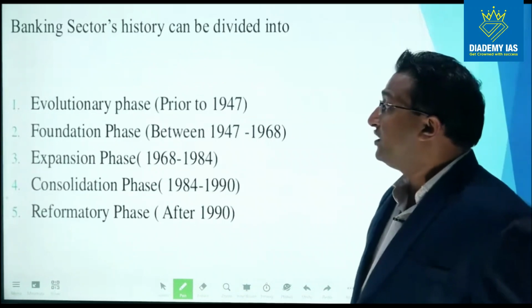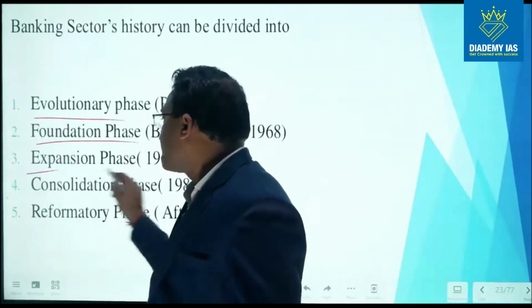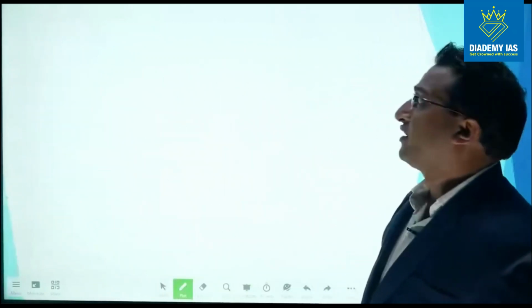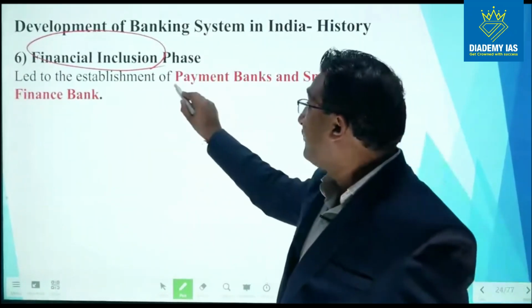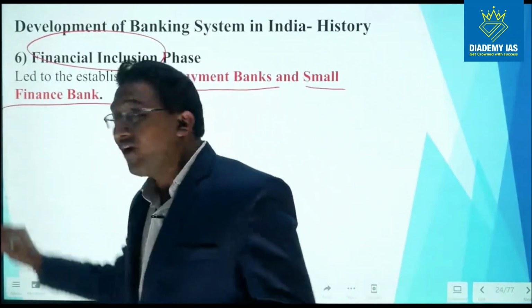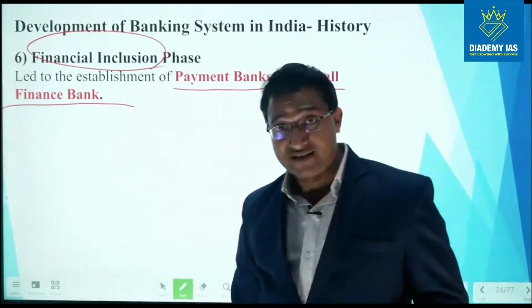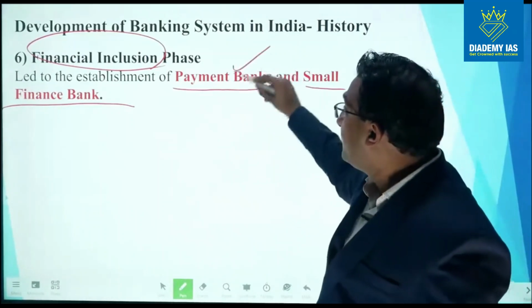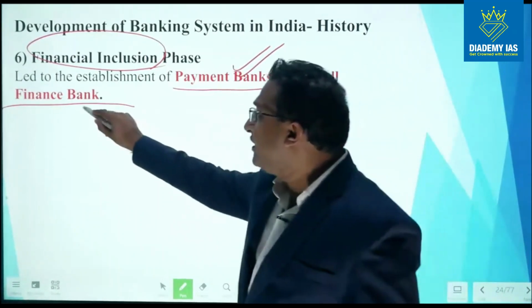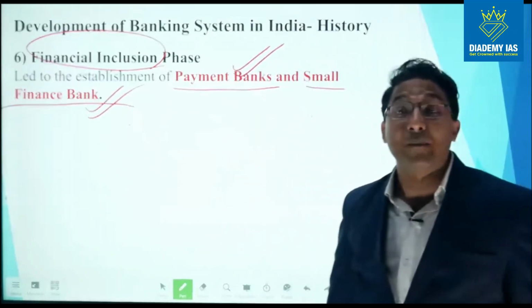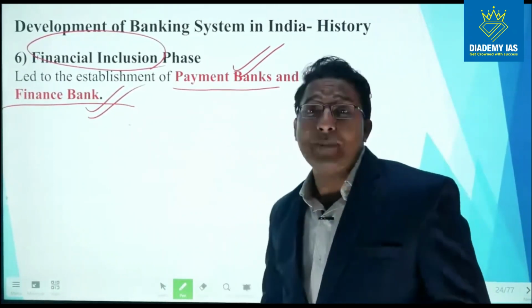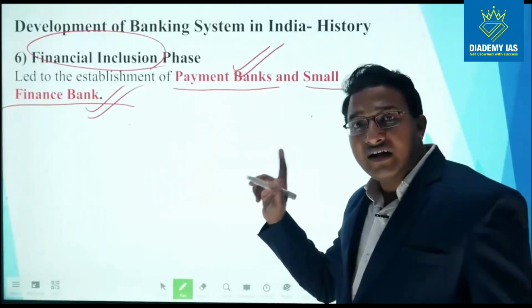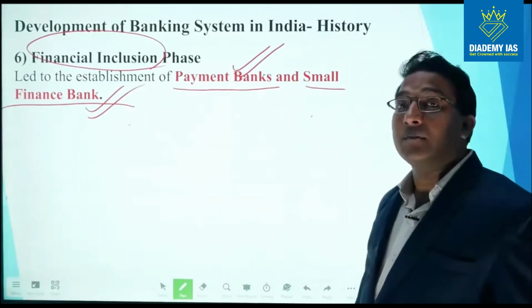So overall, the banking sector's history we have already seen: the evolutionary phase, foundation phase, expansion phase, consolidation phase, and the reformatory phase. Now after this comes the financial inclusion phase, right? In this phase we have the payment banks and the small finance banks. What are they? They are basically differentiated banks. Payment banks focus upon payments, and small finance banks are small, and their focus is upon micro financing. Their focus is upon the spread of the banking sector into inaccessible areas, right? We will be discussing the detailed features of the payment banks and the small finance banks in the upcoming sessions.